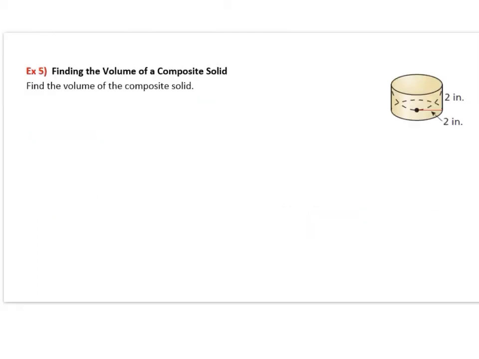All right, and our last example we want to look at is a composite solid. Our composites here are a cylinder and a hemisphere. And it looks like the hemisphere is dug out of the cylinder, which means I'm going to subtract. So to get the volume of the entire composite solid, I need to take the volume of the cylinder and subtract the volume of the hemisphere.